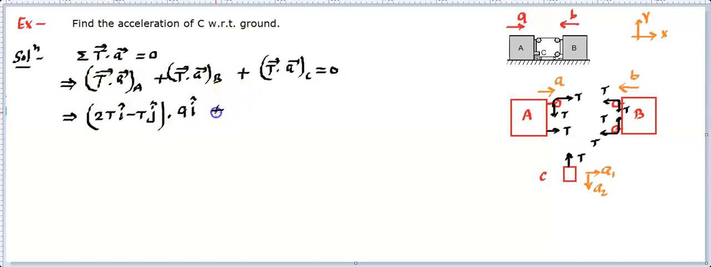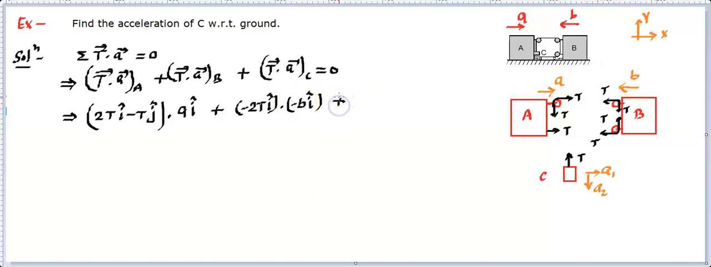Now come to the second, that is B. What is the total tension acting? You can see these are the 4 points. You can see this T and this T will get cancelled out. So in a nutshell, there will be nothing in the j direction, only in this minus x direction. So you will have a minus 2T i cap. Why? Because this direction is minus i cap, you can think of. And what is the acceleration? Acceleration is also in minus i cap, so it's going to be minus b i cap. So this has to be a dot of these two vectors.